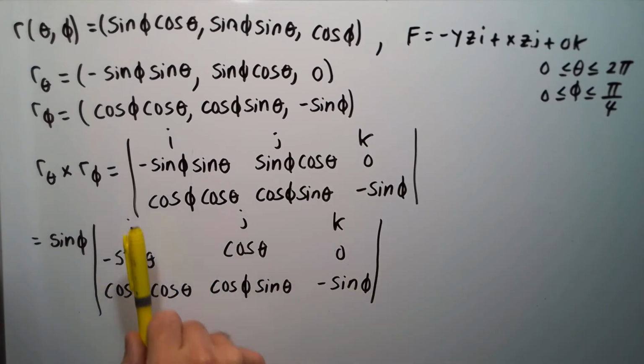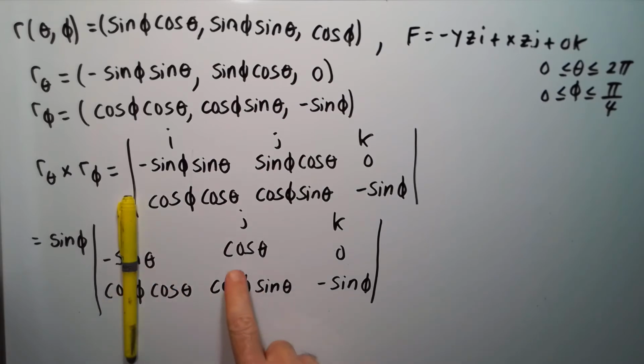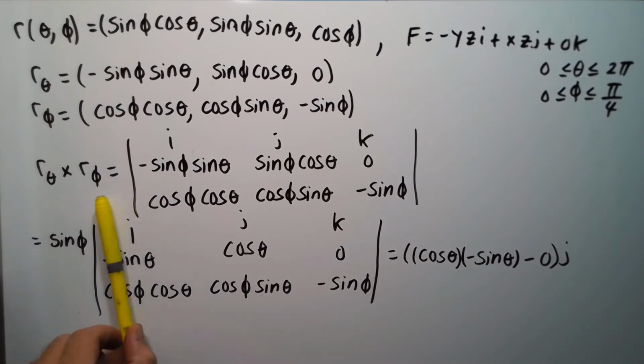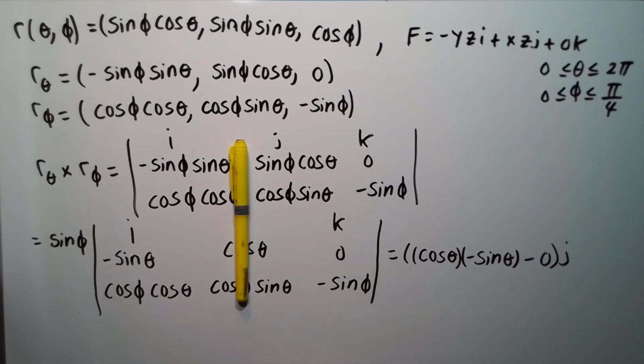So let's do the i component. So it'll be cosine times minus sine, minus 0 times that. So let me write that here. So look at this. Again, it's cosine times minus sine, which I have here, then 0 times that just becomes 0. Let's do the j component next. So it'll be minus sine times sine theta times minus sine phi, and it'll be 0 times that. So let me write that down here.